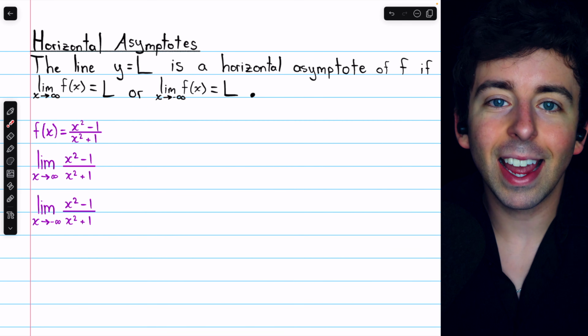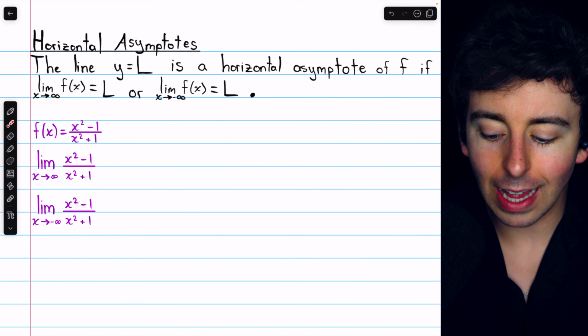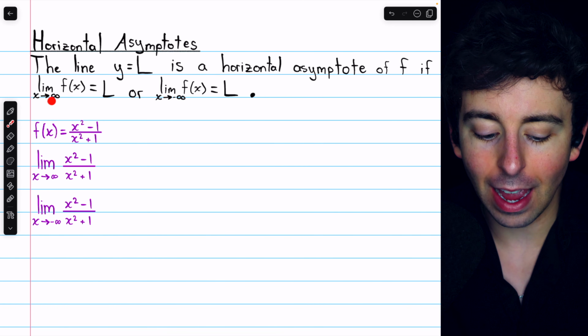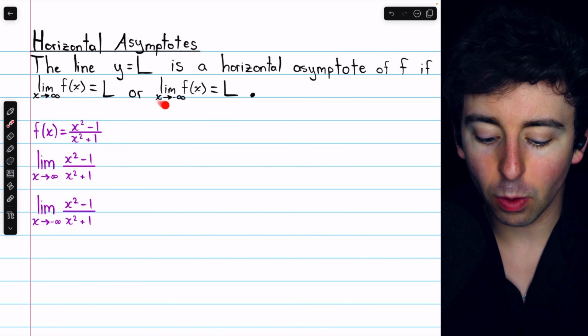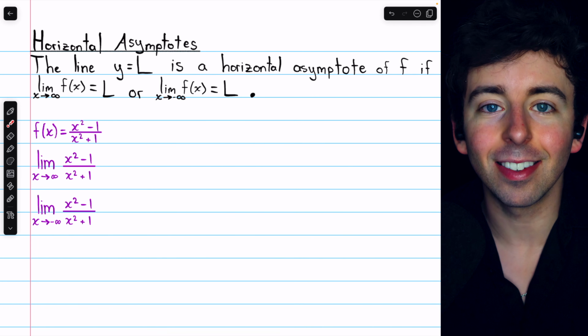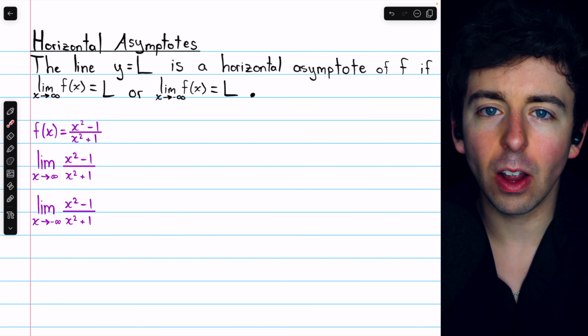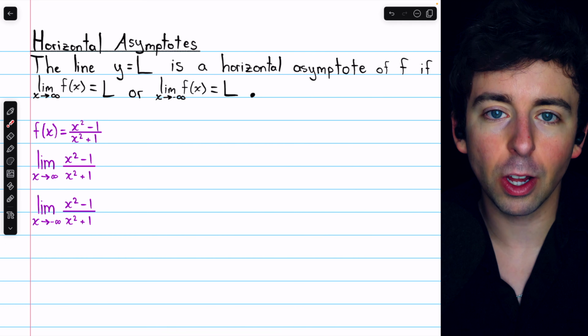So again, we say that the line y equals L is a horizontal asymptote of f if the limit of that function f as x goes to infinity is L, or if the limit as x goes to negative infinity is L. Either way, y equals L functions as a horizontal line that the function will get arbitrarily close to.